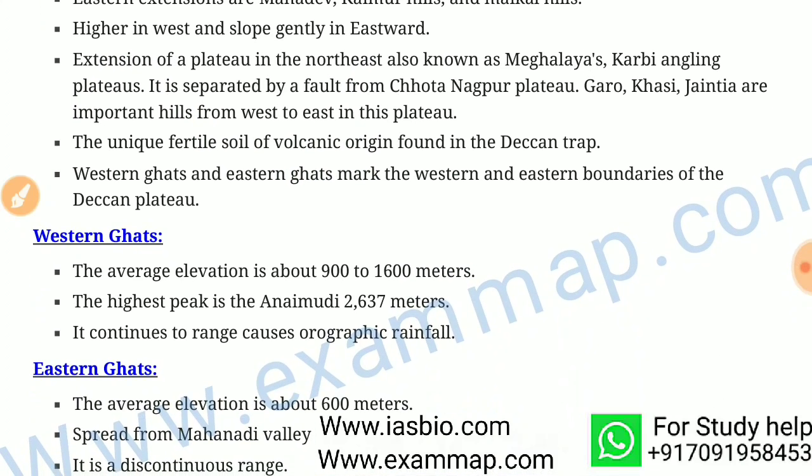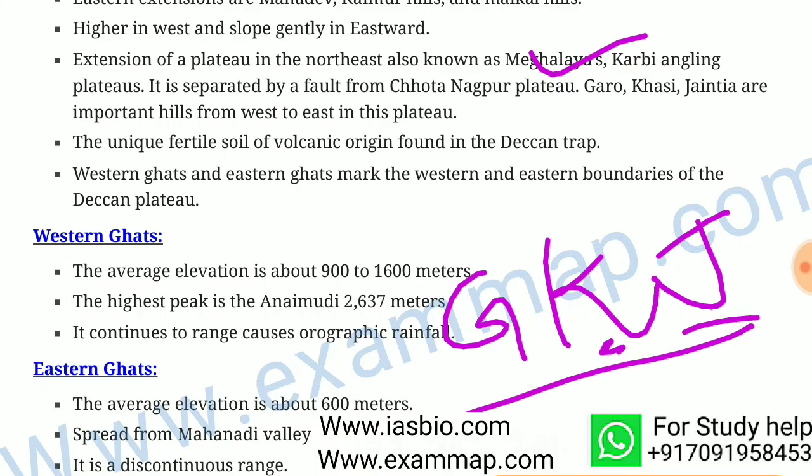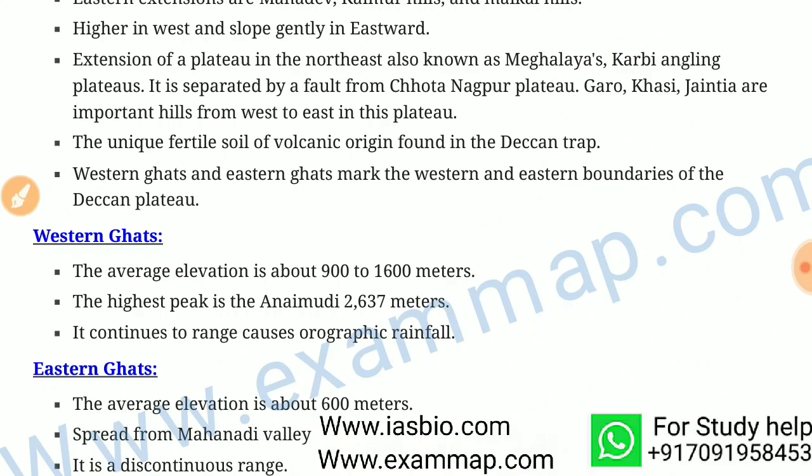Extension of plateau in the northeast is known as Meghalaya and Karbi Anglong Plateaus. It is separated by Chota Nagpur Plateau. Garo, Khasi and Jaintia are important hills from west to east in this plateau. It has unique fertile soil of volcanic origin found in this region. Western Ghats and Eastern Ghats mark western and eastern boundaries of Deccan Plateau.